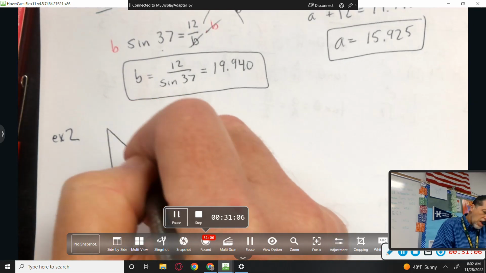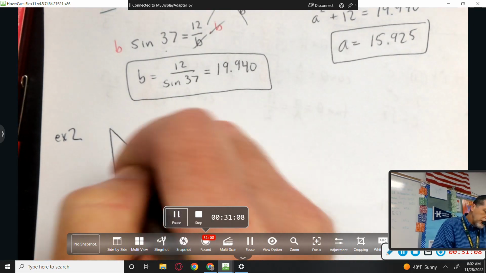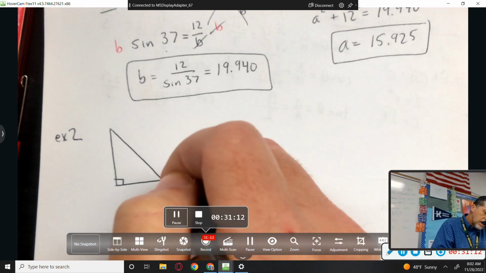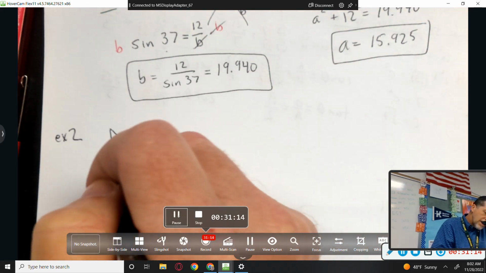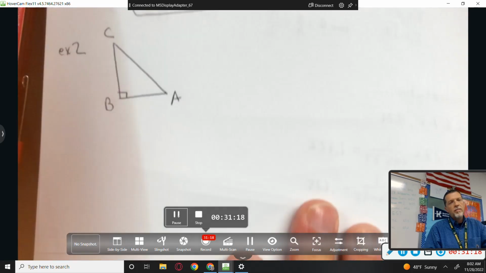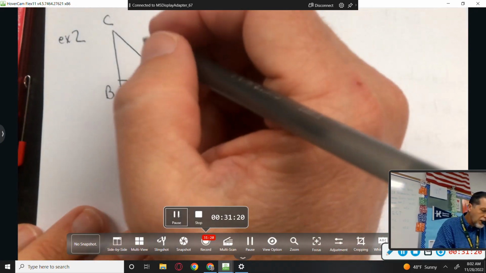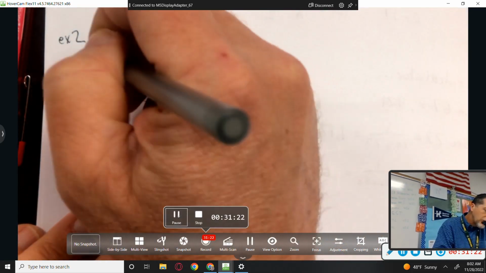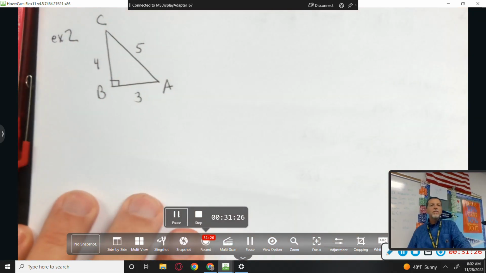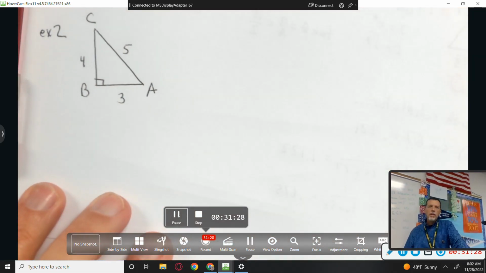All right, let's do one more problem. And mix up the letters to make us think about things a little bit. Let's just do the old 3, 4, 5 right triangle. But now I don't know any angles. Well, I guess I know angle B, that's 90. But I don't know angle A and angle C.